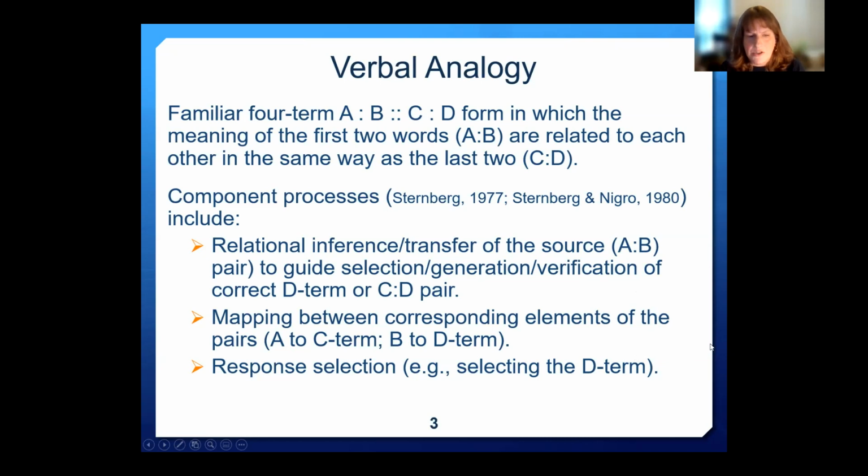And then response selection is focused on, if you have an analogy form of A is to B as C is to blank, selecting the correct D term, for instance. It could also be selecting the CD pair, or verifying that the first pair has the same relation as the second pair in a verification task, or generating a second pair, although that would be more response generation.